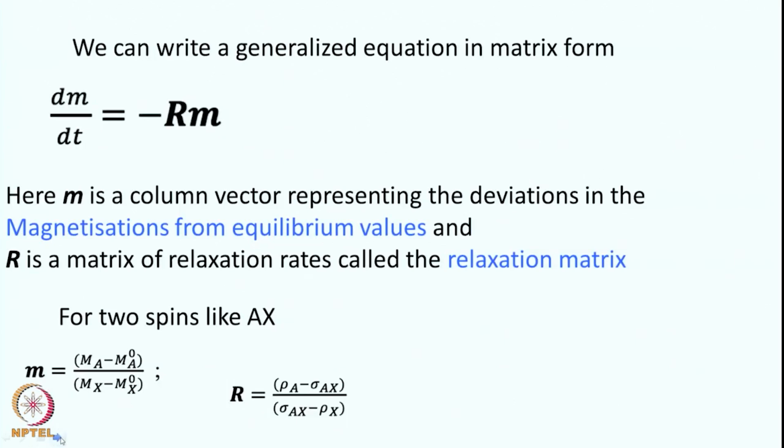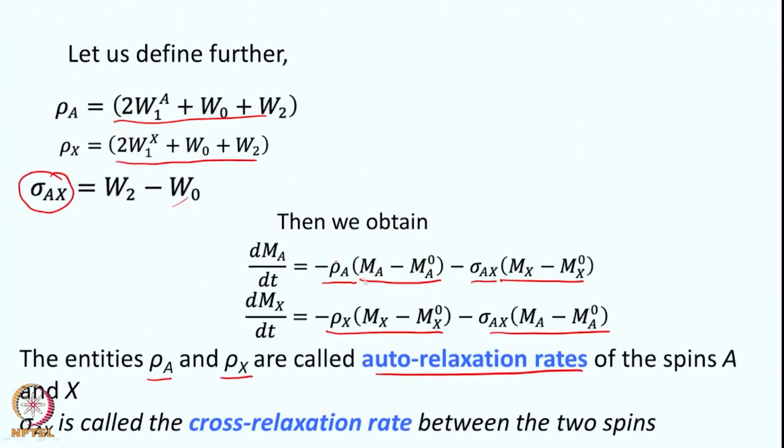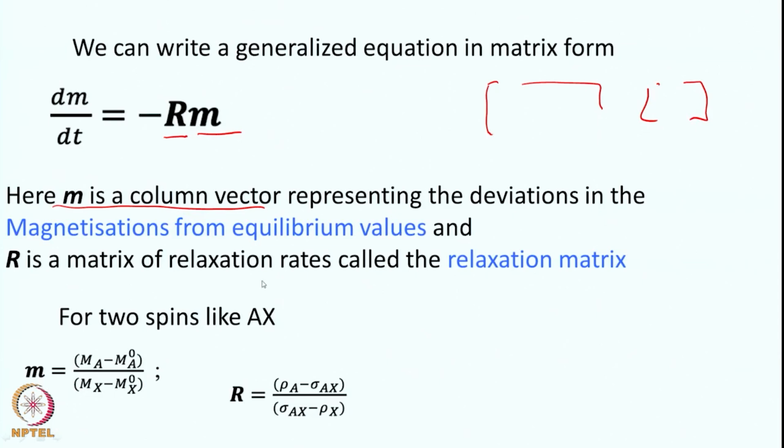Then one can write a generalized equation for the rate of change of magnetization like this: dM with respect to time equals R times M. Here M is a column vector, a vector representing the deviation of the magnetization from the equilibrium value, like previously M A. And R is a matrix of relaxation rates.